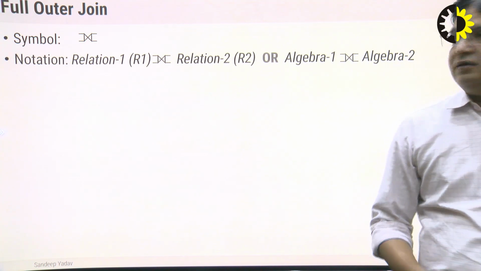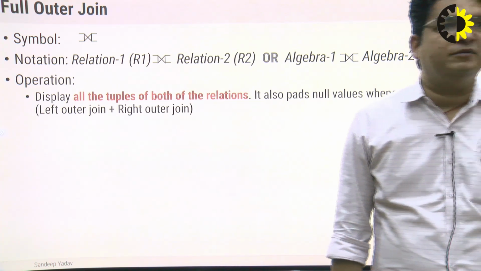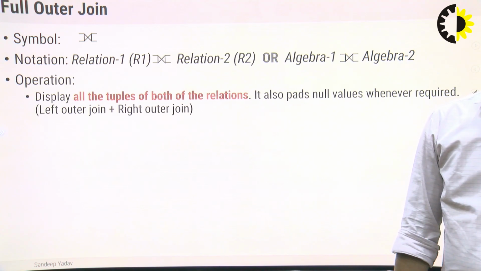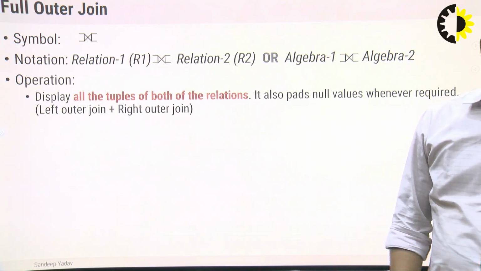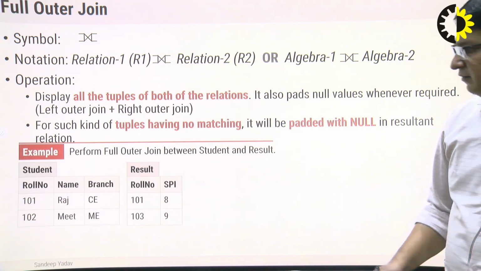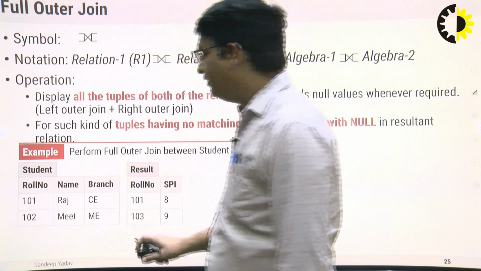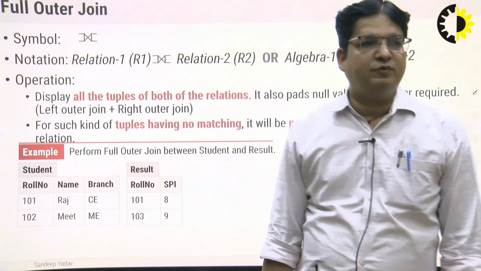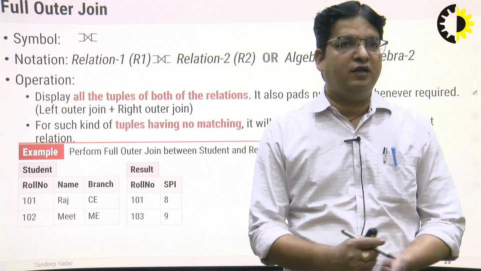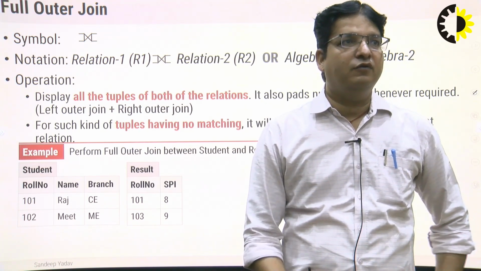Now full outer join. This is the notation of full outer join. Now we want to display all the mismatched tuples of both relations. Then we can use full outer join. It pads null values wherever required. Let us show with the help of an example. We want to show 102 as well as 103 in the relation. 102 is not present in result and 103 is not present in student, and we want to show them in the result. So in these situations we have to make use of full outer join.